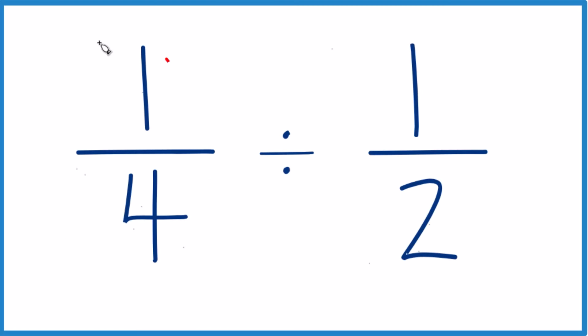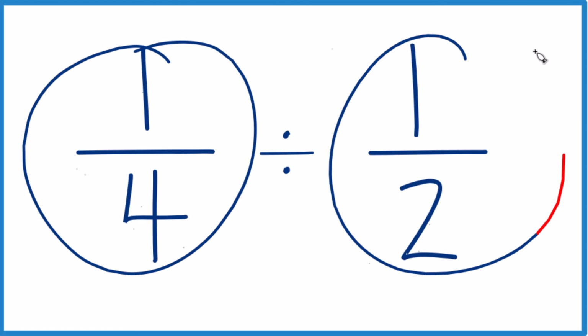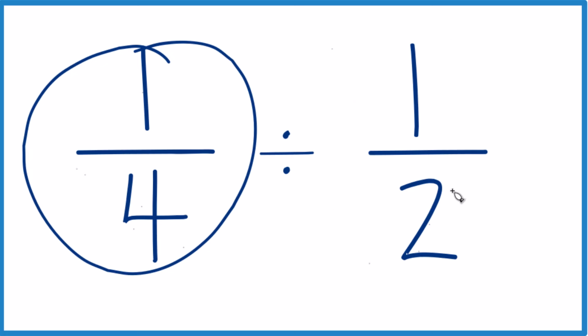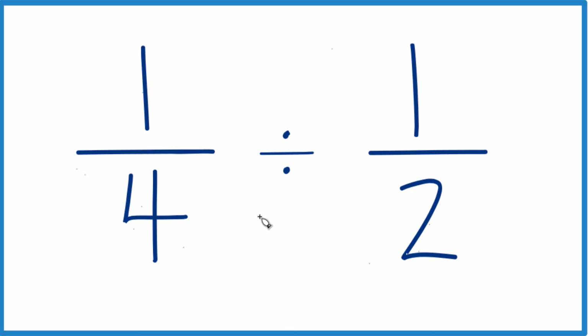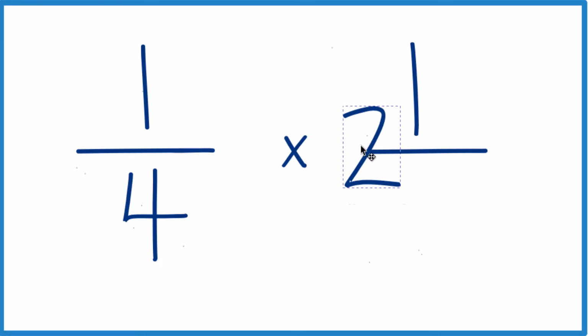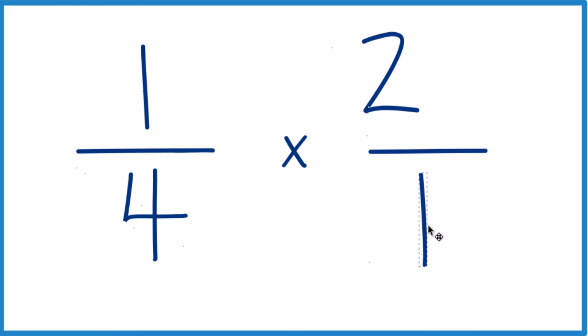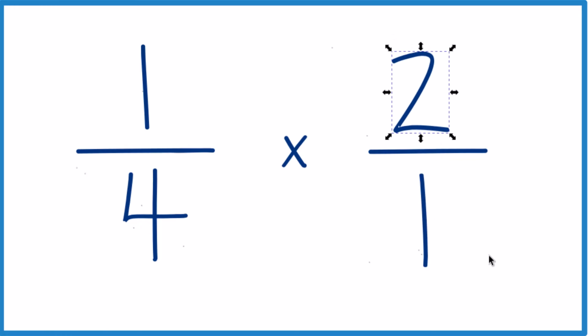So let's divide 1/4 by 1/2. Here's how you can do that. So first off, instead of division, what we're going to do is we're going to call this multiplication. And we're going to multiply by the reciprocal, the multiplicative inverse of 1/2. We move the denominator to the top here, and the numerator goes to the bottom. So we end up with 2/1, which is just 2.